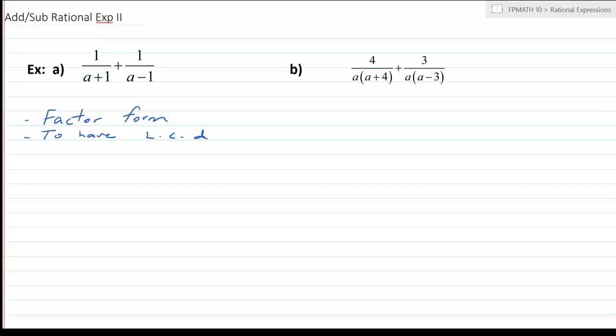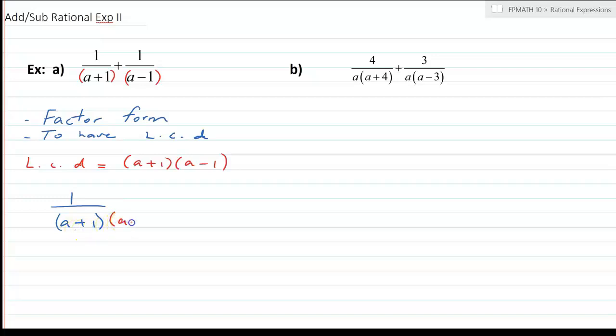Okay, so first example, 1 over a plus 1, plus 1 over a minus 1. All right, so the first thing is that we need to come up with the LCD. Remember, the LCD, or the lowest common multiple, is made of factors, so you put them together because there are no common factors between them. So that's the LCD. And that means each of these rational expressions, so 1 over a plus 1, must have the same denominator.